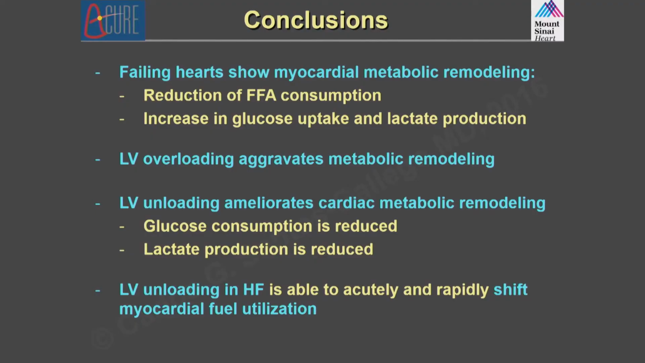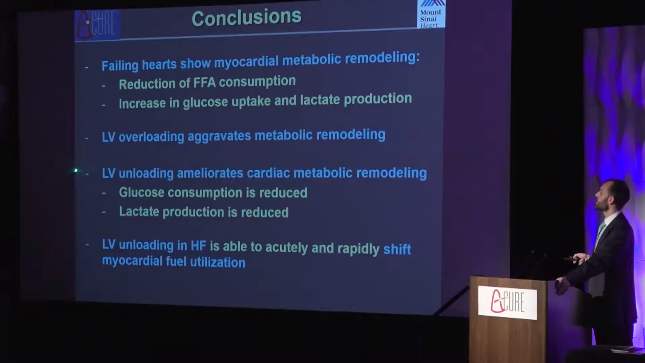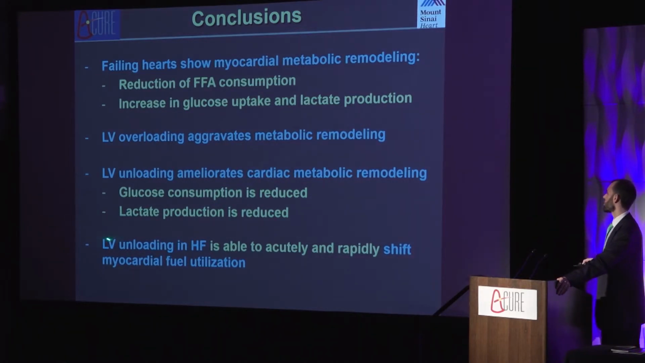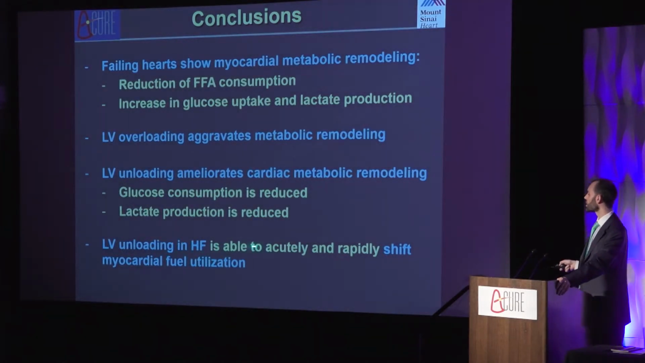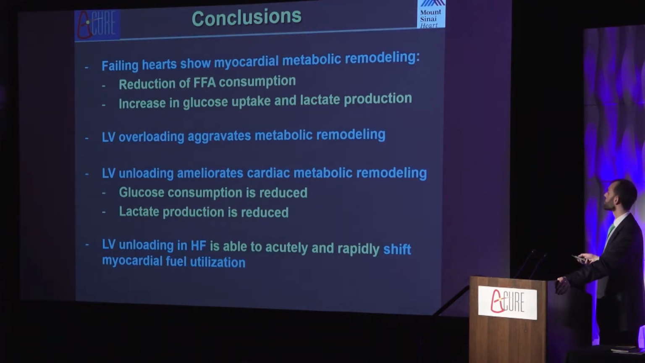So, as a conclusion, the failing heart shows myocardial metabolic remodeling characterized by reduction of fatty acid consumption and increase in glucose uptake and lactate production, meaning that this excess of glucose uptake is not metabolized through glucose oxidation, but through anaerobic glycolysis. Left ventricular overloading will aggravate this metabolic remodeling, but left ventricular unloading seems to ameliorate cardiac metabolic remodeling, inducing a reduction in glucose consumption and a reduction in net lactate production. So left ventricular unloading in heart failure is able to acutely and rapidly shift myocardial fuel utilization.